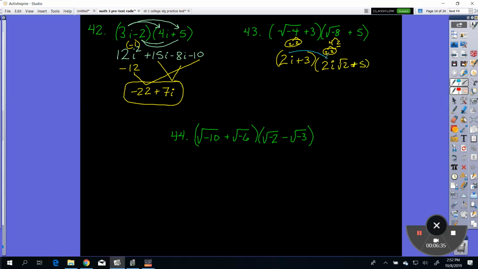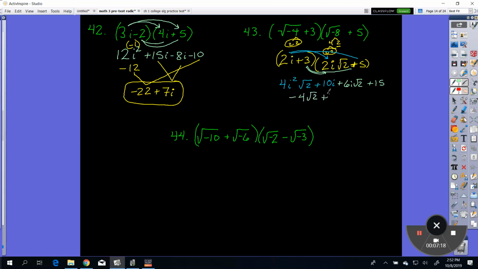So 2i times 2i is 4i squared, and this square root of 2 just comes along for the ride. 2i times 5 is 10i. 3 times 2i is 6i square root of 2, because the square root of 2, there's nothing to multiply it with, so it just comes along. 3 times 5 is 15. So now we remember the i squared is a negative 1. So what this does is it makes it a negative 4 square root of 2.